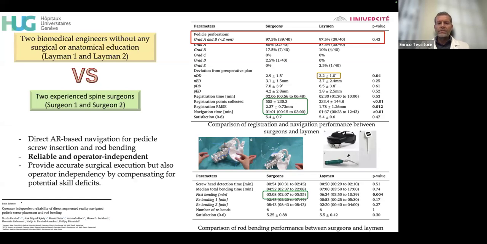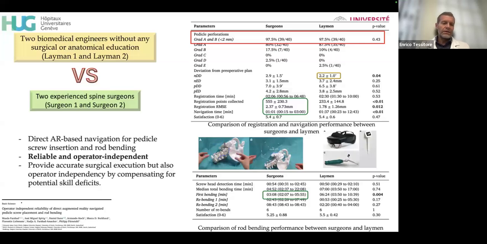And in terms of accuracy of vertical perforation, there was no difference between surgeons and what we call the laymen, with a slight significant tendency in favor of surgeons when it comes to the number of points required for the registration, where surgeons were better than laymen, and also for the bending of the rod with the help of the augmented reality, the surgeon was superior to the layman, at least for the first bending.